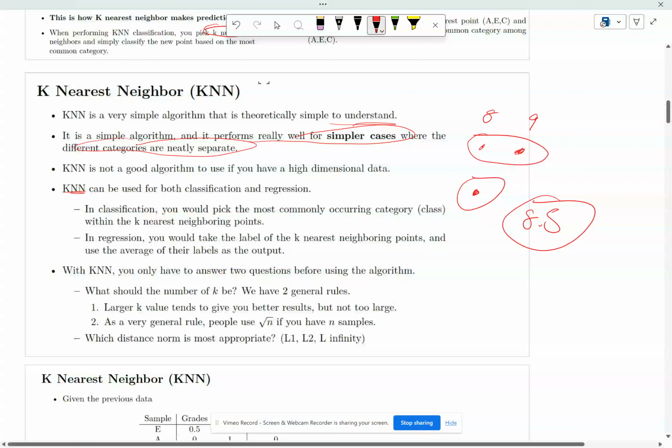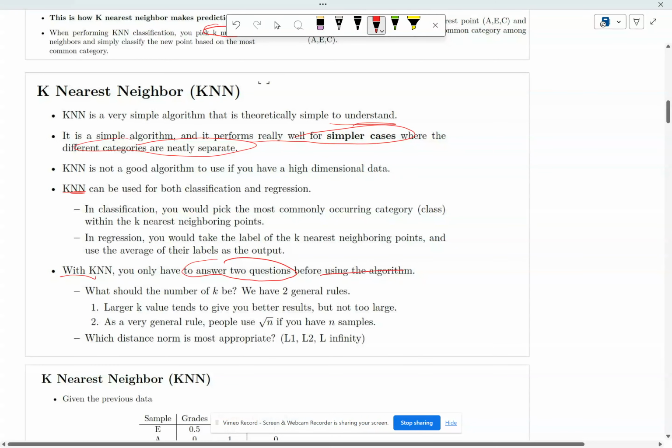And that's it. So you can indeed also do regression. With k nearest neighbor, you only have to answer two questions before you use the algorithm. The first question is, what should the k value be? How many should you pick? Should you always pick just the nearest one? Should you use the nearest two, nearest three?